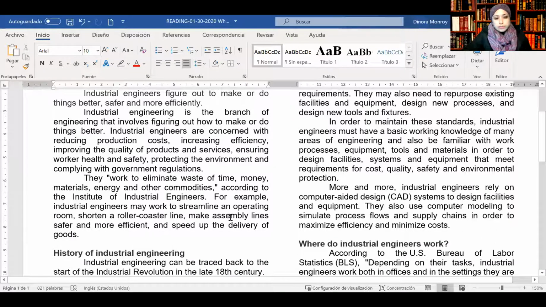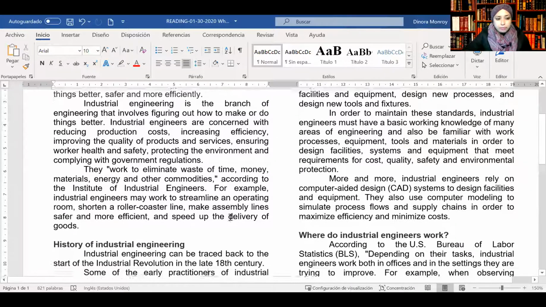According to the Institute of Industrial Engineers, for example, industrial engineers may work to streamline an operating room, shorten a roller coaster line, make assembly lines safer and more efficient, and speed up the delivery of goods.